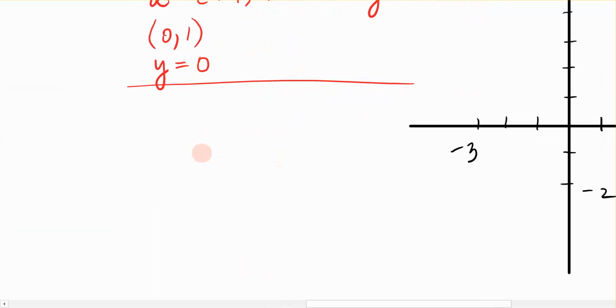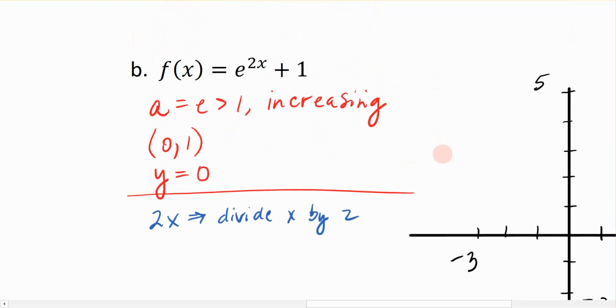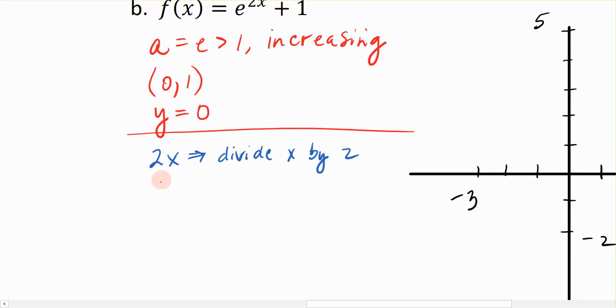How do I handle that? Well, let's just make a few notes first. The 2x is going to tell me that I am going to divide my x-coordinate by 2. The next shift or translation we have is the plus 1. So a plus 1 means that I am going to shift vertically up by 1.